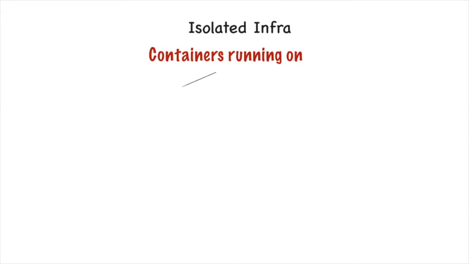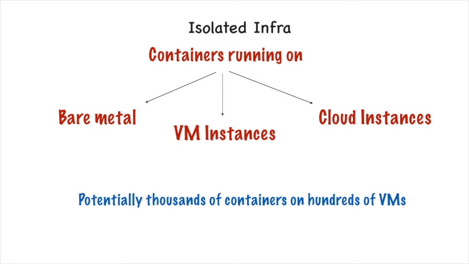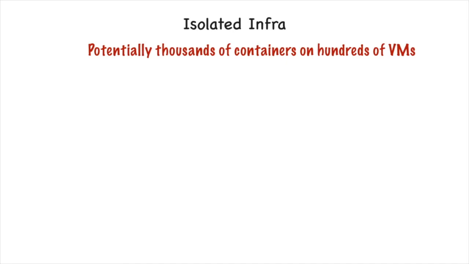Let's first focus on the container cluster. A cluster, by definition, includes more than one machine. Those machines could be physical machines, that is bare metal. They could be virtual machines running inside an on-premise data center, or they could be cloud virtual machine instances such as Google Compute Engine or Amazon Elastic Compute instances. It doesn't really matter what the underlying infrastructure is.